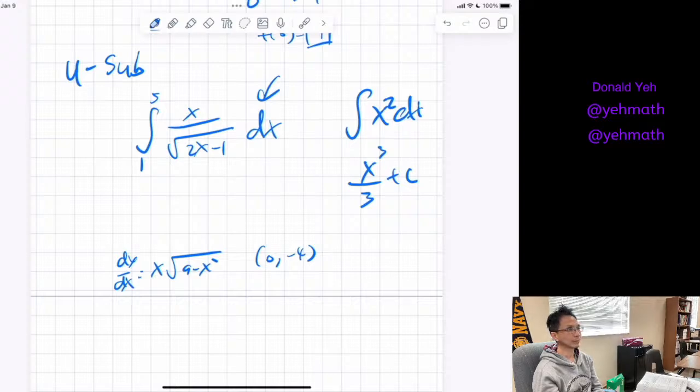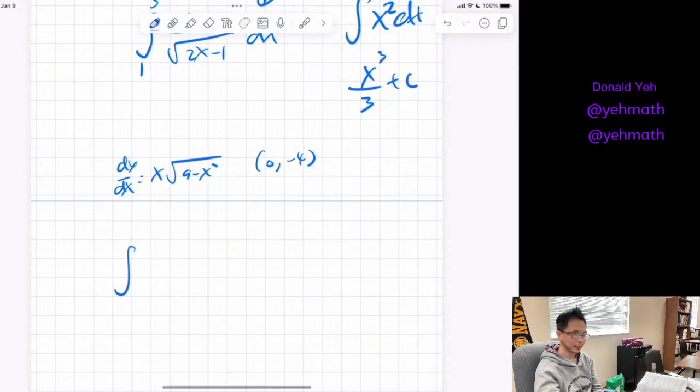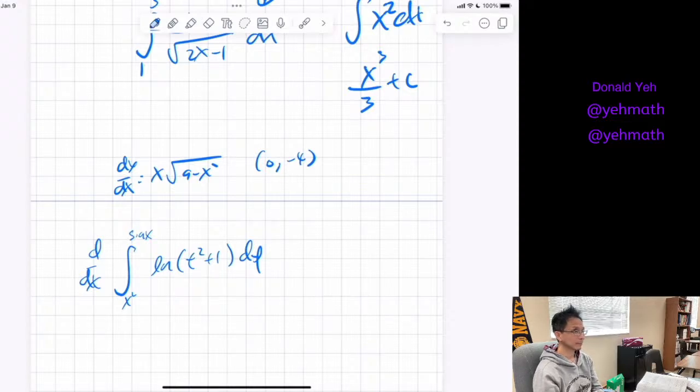Did he get it? You for sure have this. This is another one that you're for sure gonna have. Sine of x. There you go, Brandon. The integral of x squared natural log of t squared plus 1 dt, d to the dx. You're for sure gonna have this one.